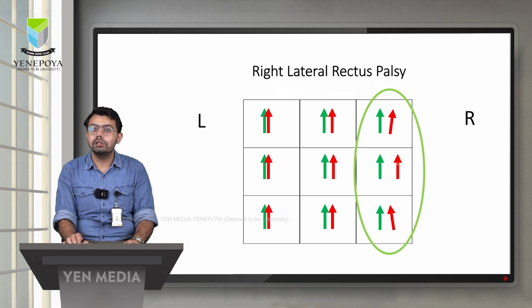Because in dextro deviation, the right lateral rectus comes into action and the left side medial rectus comes into action. The left side medial rectus is not affected since it is in its position in all the 9 gazes, but the right muscle has been changing its position. So it is definitely the right lateral rectus palsy.